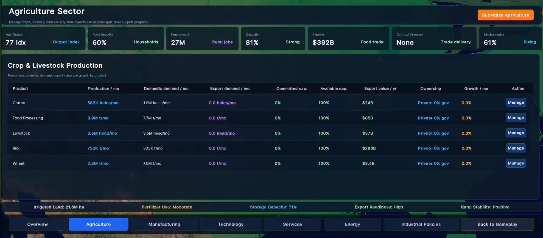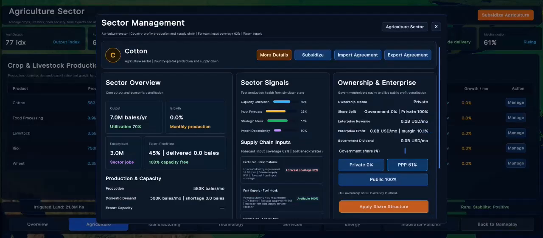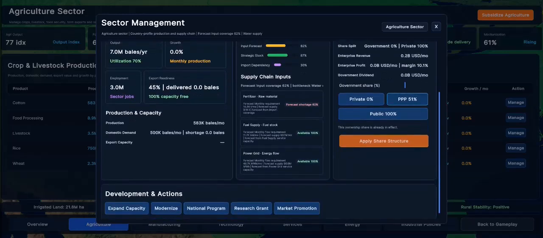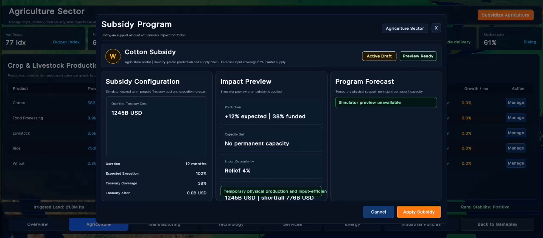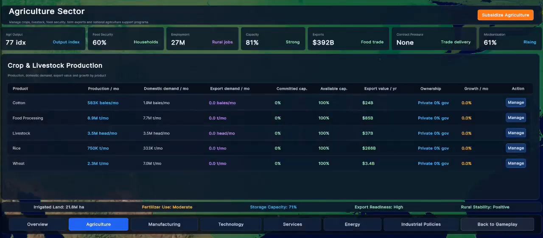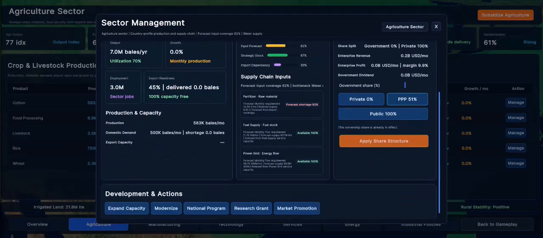Open up a particular industry sector to look at domestic demand, imports, machinery, capacity, exportability, and the level of production per month. Now decide how to assist. Subsidies are quick fixes. Development projects modernize production, enhance capacity, generate employment, minimize import requirements, and maximize exportability of the particular sectors.